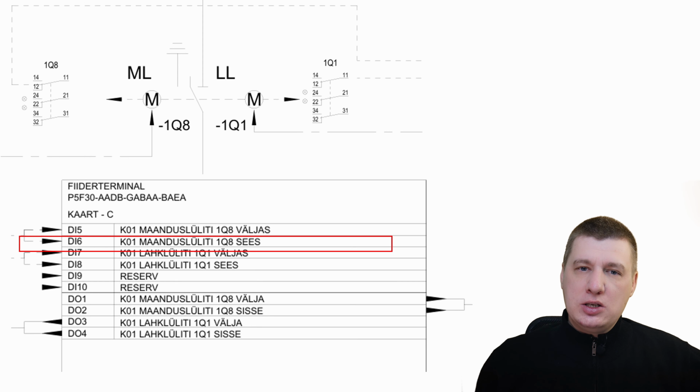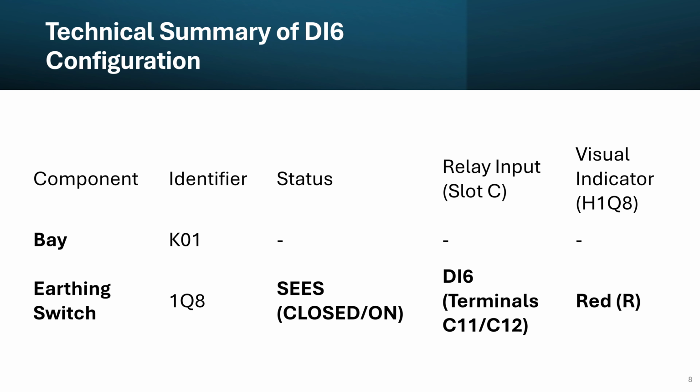Through the object block matrix, the relay uses the digital input 6 sees signal to activate interlocking logic. If the earth switch is on, the relay will block any command to close the circuit breaker Q0. This prevents the dead earth fault, where you might accidentally energize a circuit that is still connected to the ground. So when you see K01 1Q8 sees, the relay is telling you that the bay is in a safe maintenance state. Always remember to check your physical locks and tags before beginning the work.